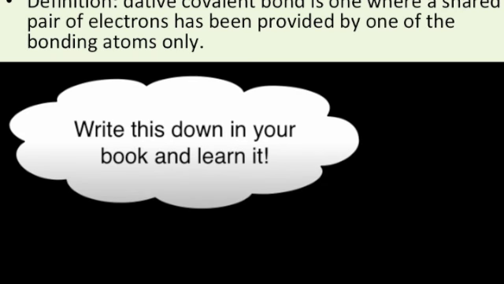The definition of a dative covalent bond is one where a shared pair of electrons has been provided by one of the bonding atoms only. Write that in your book somewhere. Make sure you remember that. Make sure you learn it.